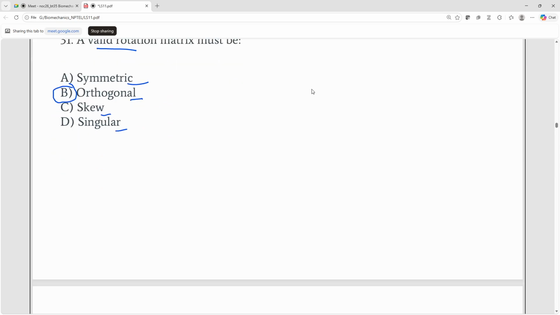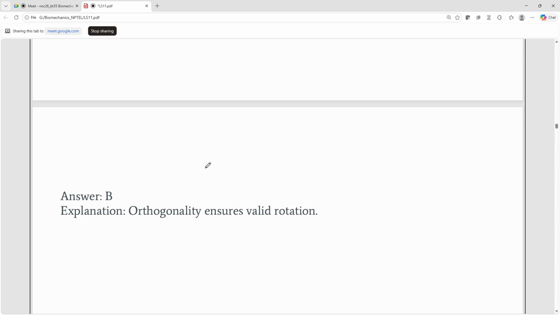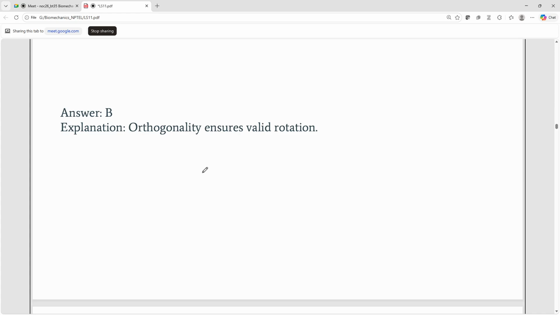So we have already discussed that the rotation matrix should be orthogonal or orthonormal. This orthogonality is the fundamental property that ensures a valid rotation. So the correct answer is option B, orthogonality.